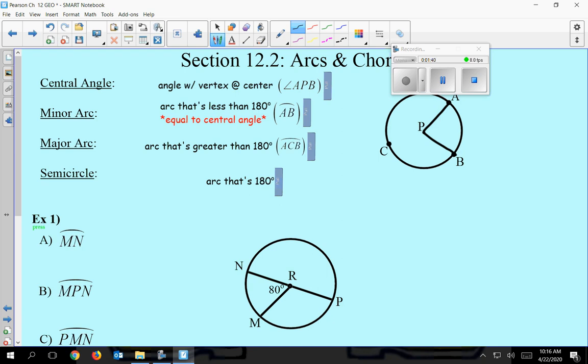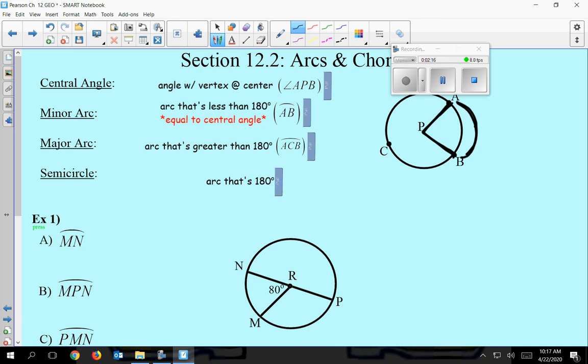A minor arc has a measure that's less than 180 degrees. So usually when it's just two letters, that will usually tell you it's smaller than 180. So AB would be a minor arc, less than 180 degrees. And if you'll notice, this arc AB is going to be equal to this central angle. So the angle is actually creating the arc, and because it's drawn from the center, they're going to be equal.